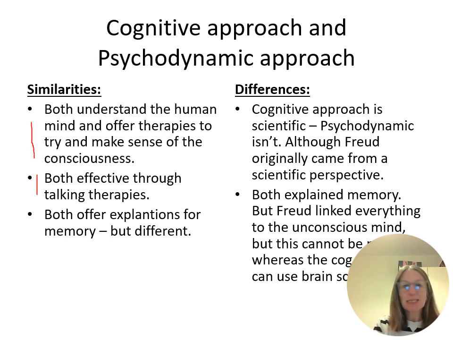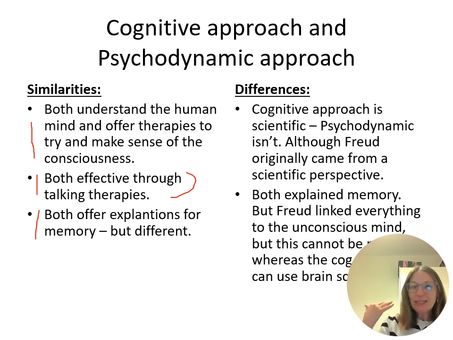If you can remember some stats on how effective they are from psychopathology or schizophrenia, then great, chuck them in there. And then they both link to memory, don't they? The cognitive approach through the multi-store model and working memory, the psychodynamic approach, repression is an explanation for memory. So you can link that in as well. Then you've got your differences. So the cognitive approach is scientific, psychodynamic isn't. If you can get it so that it's a similarity and then you link it together, so it's like a discussion point, that's how you get your discussion. That's how you get to the level 4.